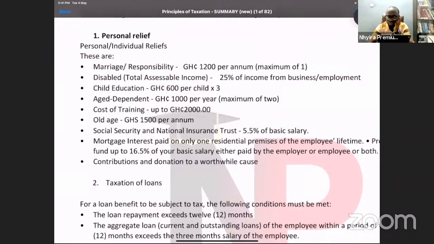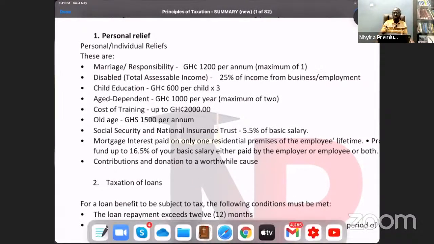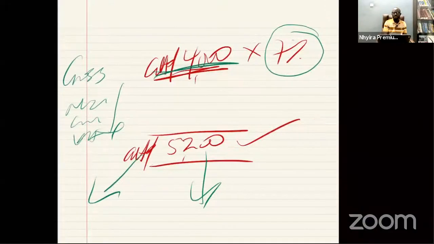Sandra, I think your hand is up, yeah. Hello. Yeah, please. I wanted to know who related parties are, like in terms of tax, and how related parties' activities can affect revenue generation.